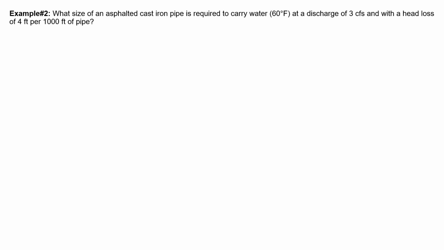Let's take a look at another review example. What size of asphalt cast iron pipe is required? Since we were talking about size, diameter, it's a case 3 problem. To carry water at 60 degrees Fahrenheit, discharge of 3 CFS, this is our Q, and with head loss of 4 feet per 1,000 feet of pipe. So this is HF, and this is the length of the pipe.